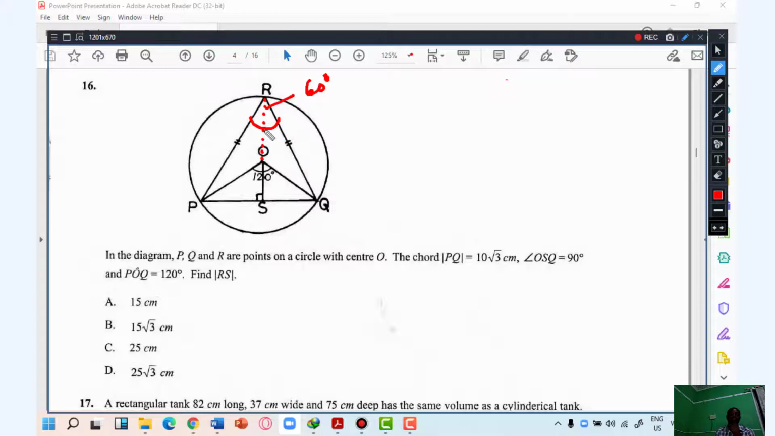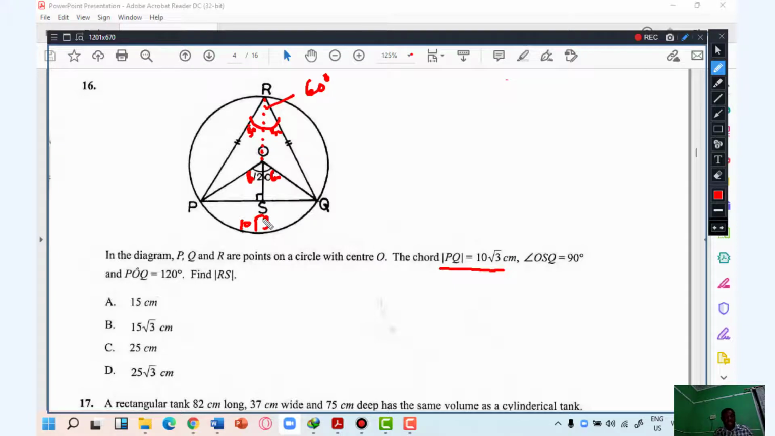So let us extend this line. The moment we extend here, here will be 30. Here will be 30. This one too, because it's divided, is 90 degrees. We will call here 60, and this side is 60. So the question gave that PQ is 10 root 3. Because this is perpendicular to this, it will be half of this.